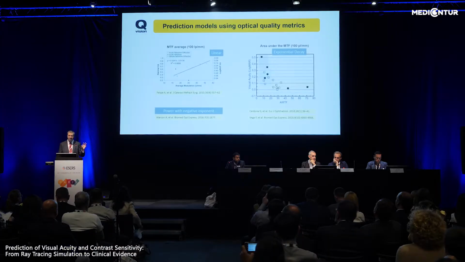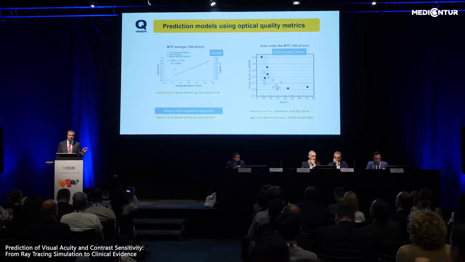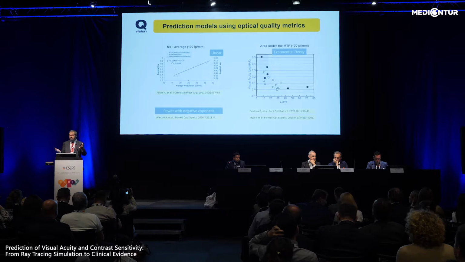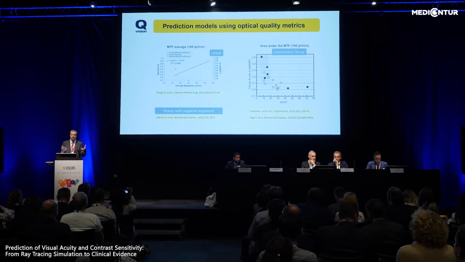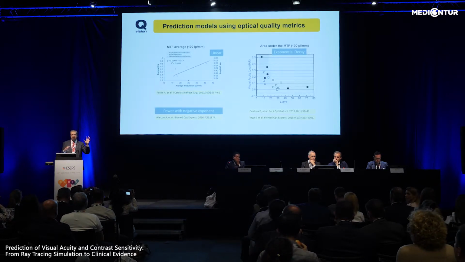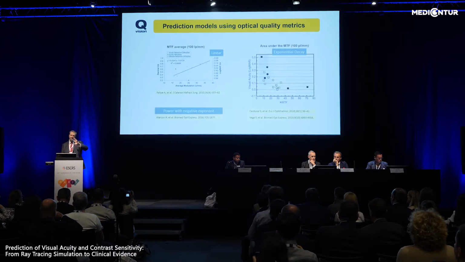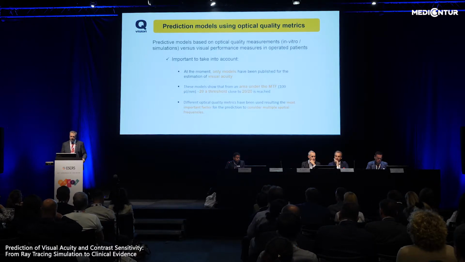And right now you have very interesting prediction models using optical quality meters. Using the MTF, you can measure in the optical bench the MTF. You know, the MTF is more or less the quality of vision; in the clinic it is the contrast sensitivity, and in the optical bench it is the MTF. And you can correlate these MTFs from the optical bench with the visual acuity of patients implanted with this lens. But what happens with this prediction model?